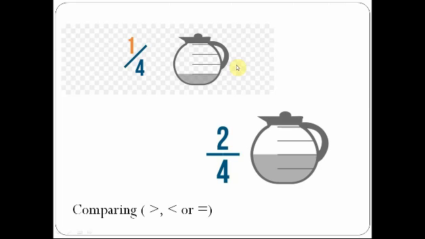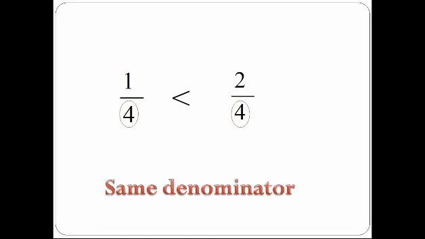I have here two teapots. I filled the first teapot with a quarter of water, and I filled the second teapot with 2/4 of water. I wanted to compare between them, which is bigger. It's so easy. From the picture I can see that 2/4 is bigger than a quarter. But my problem: if I don't have a picture, how can I solve it?